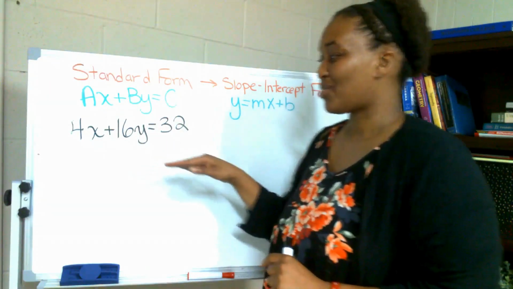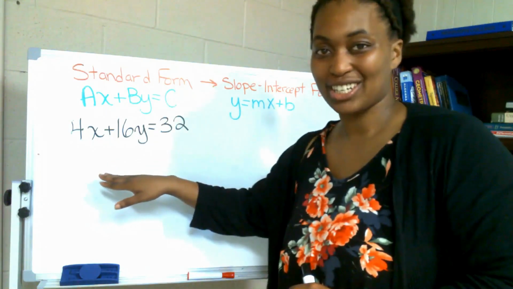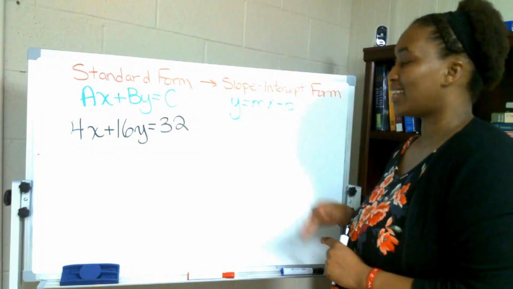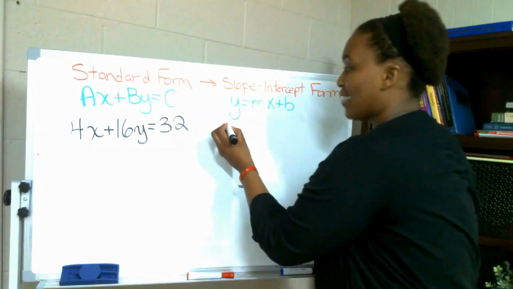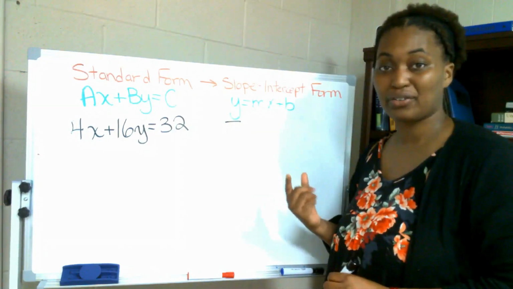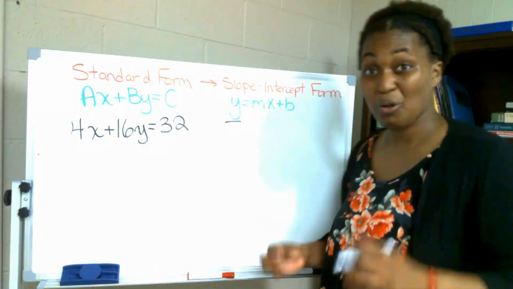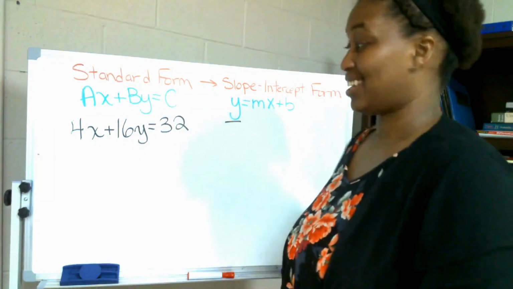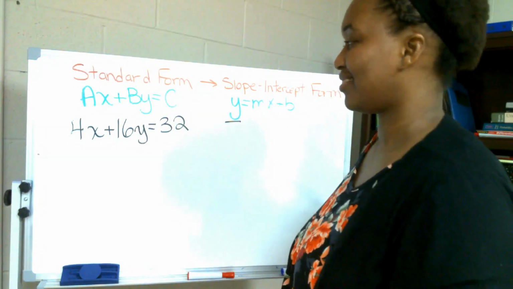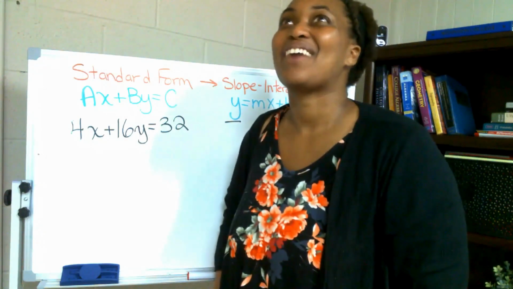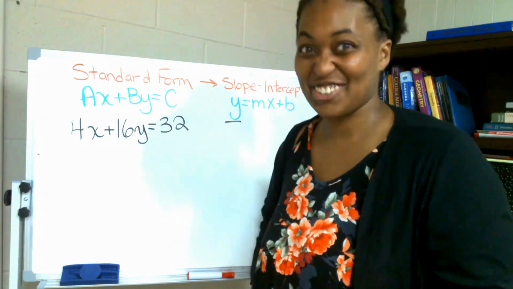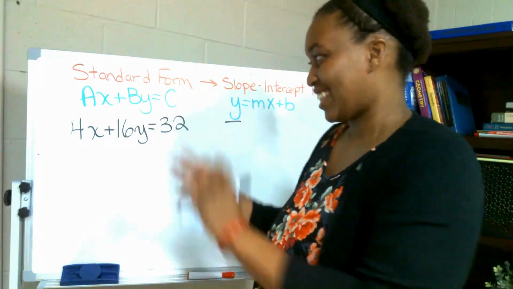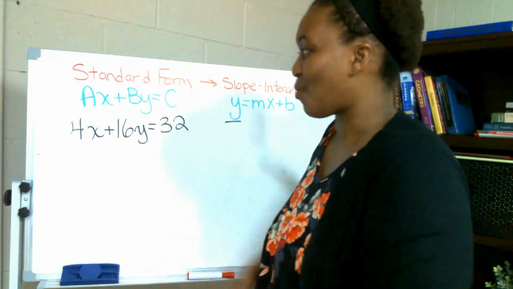So now I want you to notice something. This is my standard form of the equation, and our goal is to get it into slope-intercept form. In slope-intercept form, we have our y by itself on the left-hand side. So our goal here is to manipulate this equation and get my y isolated, the only thing on my left-hand side. And I always tell my students, think about it like onion layers, like Shrek. Pull off that outer layer first and slowly get to that y.